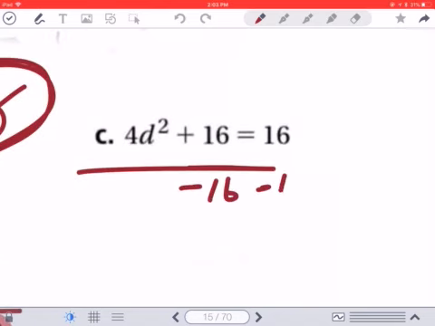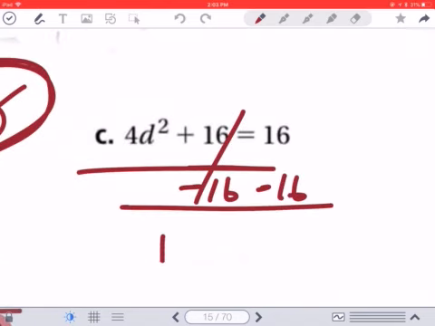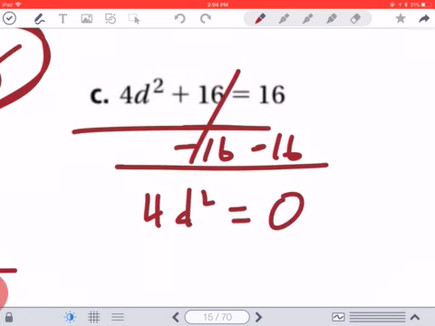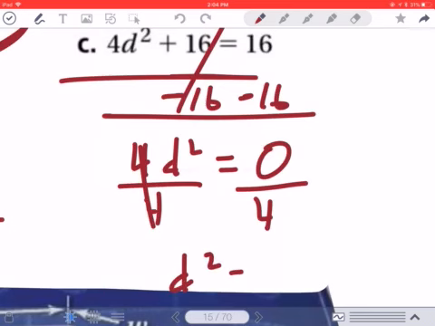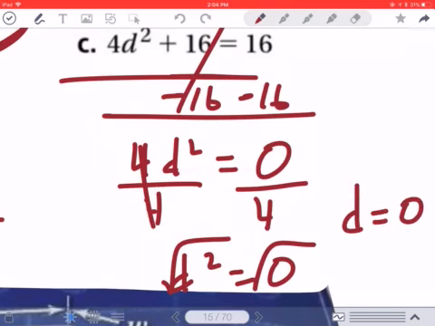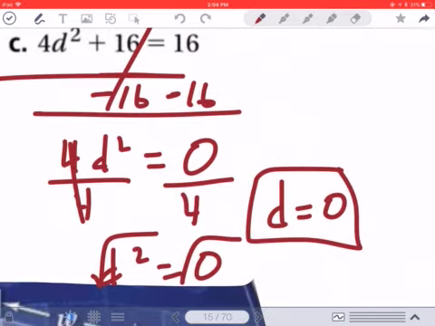C, subtract 16. And I get 4d squared equals 0. I could divide by 4, and I get d squared equals 0. Take the square root of that, and you do get an answer. The answer is only 0. There's only one solution.